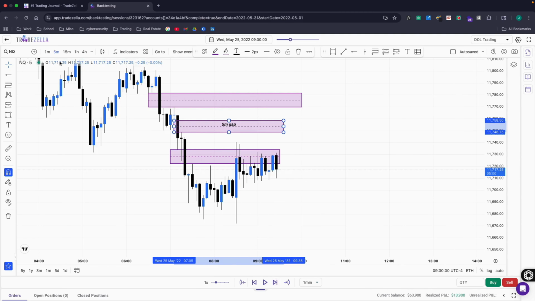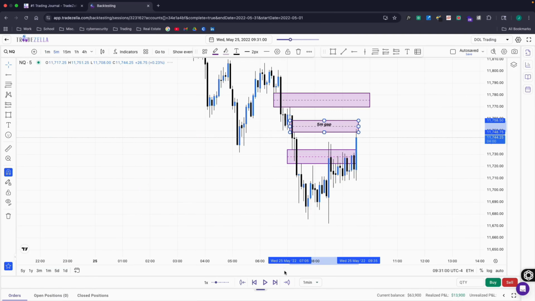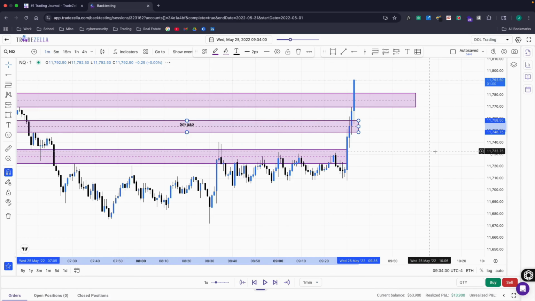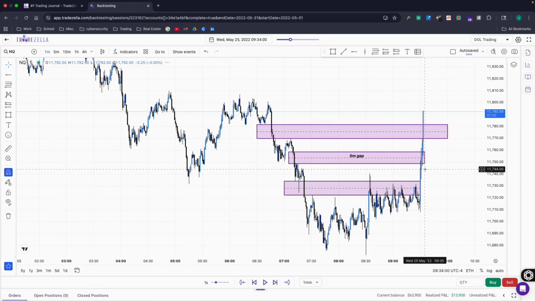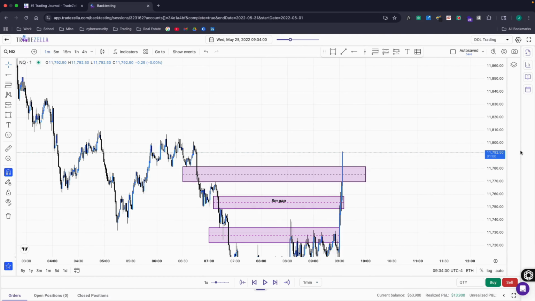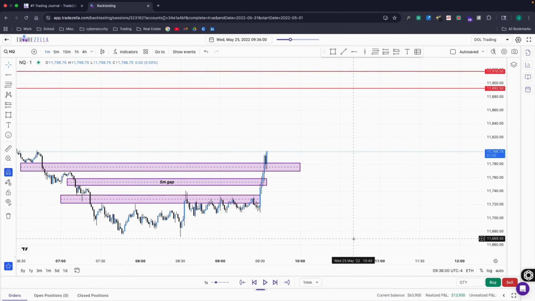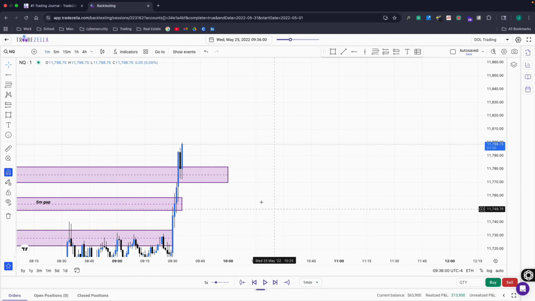So honestly, let's see how we react to all of these levels. Alright, we tap into the 5 minute. Tap into the 15, and we actually just go straight through it. That is awesome. Like, this is the ugliest price action. Maybe we trade to this high. We actually just tapped into this gap.